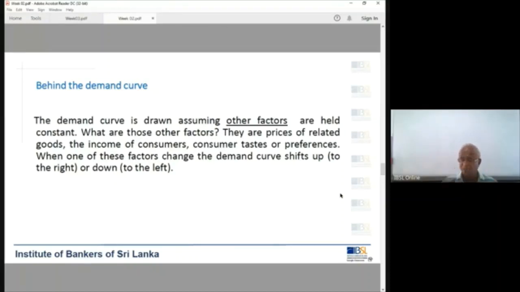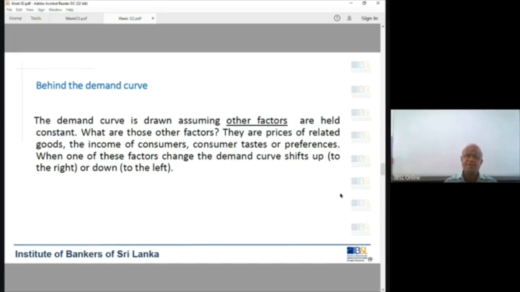Through the demand curve, we assume other factors are constant: prices of other goods, consumers' taste, expected future price of the good, number of consumers. Along the supply curve, other factors are constant: prices of factors of production, technology, government regulations, number of suppliers, expected future price.